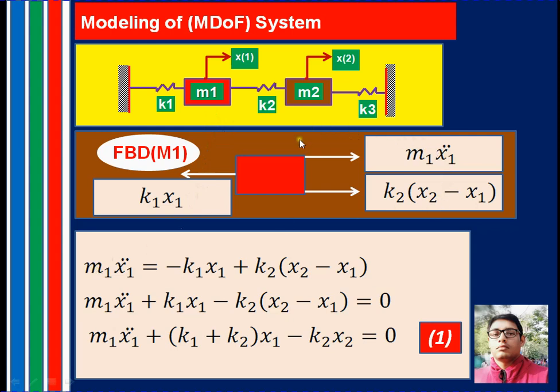Writing the equation that balances the body, we get m1 x1 double dot equal to minus k1 x1. The sign convention is any force acting towards right is positive and any force acting towards left is negative. So m1 x1 double dot equals minus k1 x1, which is acting towards left, plus k2 into x2 minus x1 acting towards right. Rearranging the equation, we get m1 x1 double dot plus some coefficient of x1, plus another coefficient of x2, equal to 0. That is equation number 1.